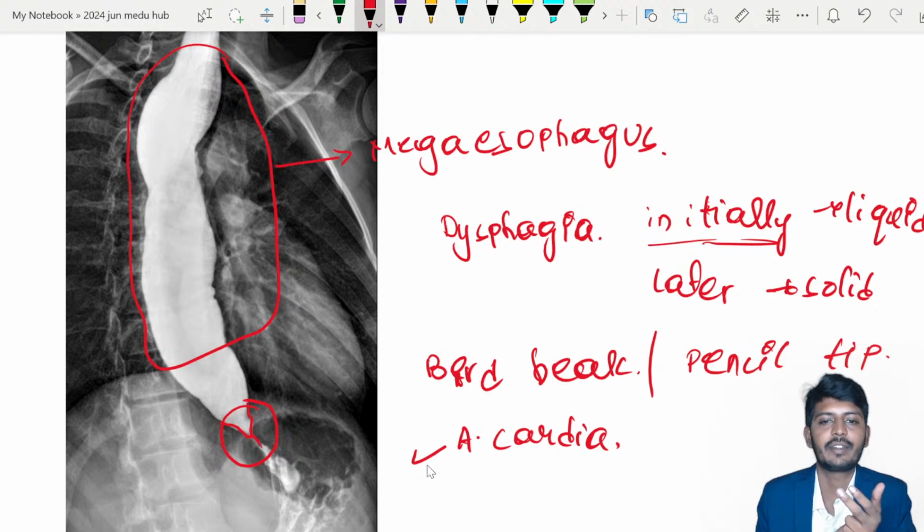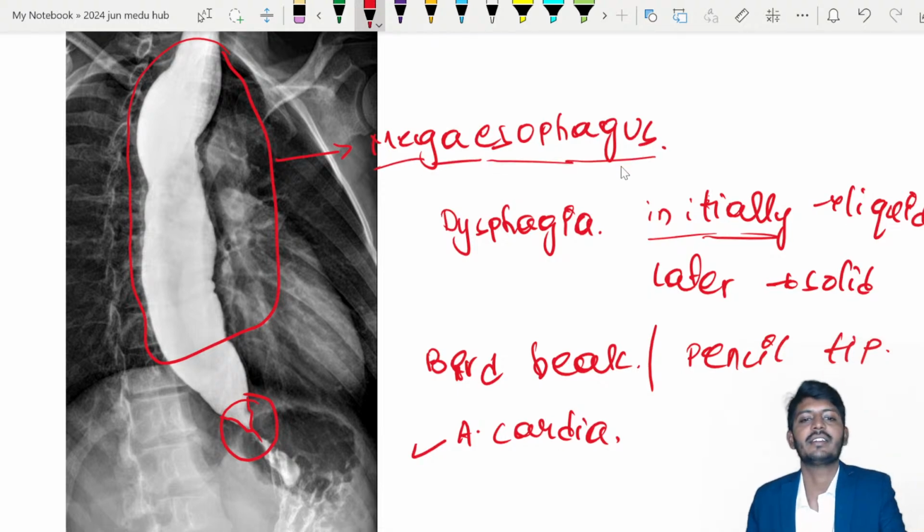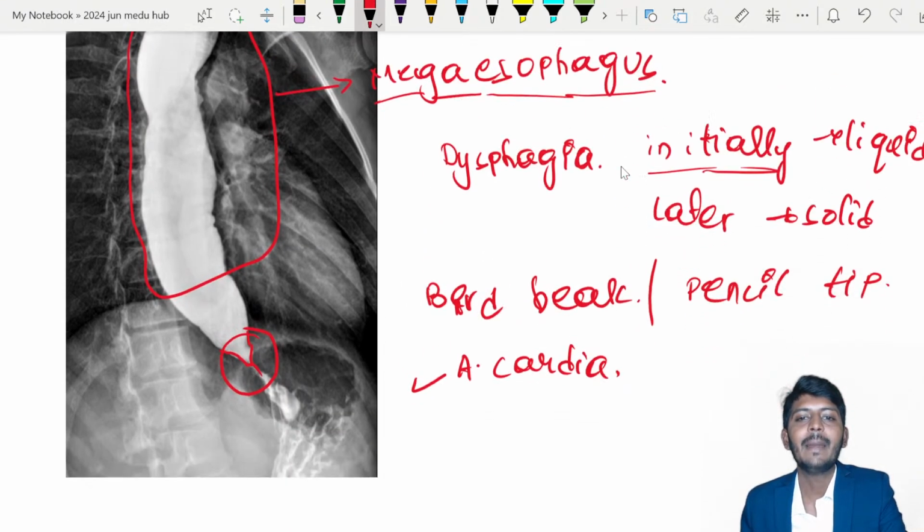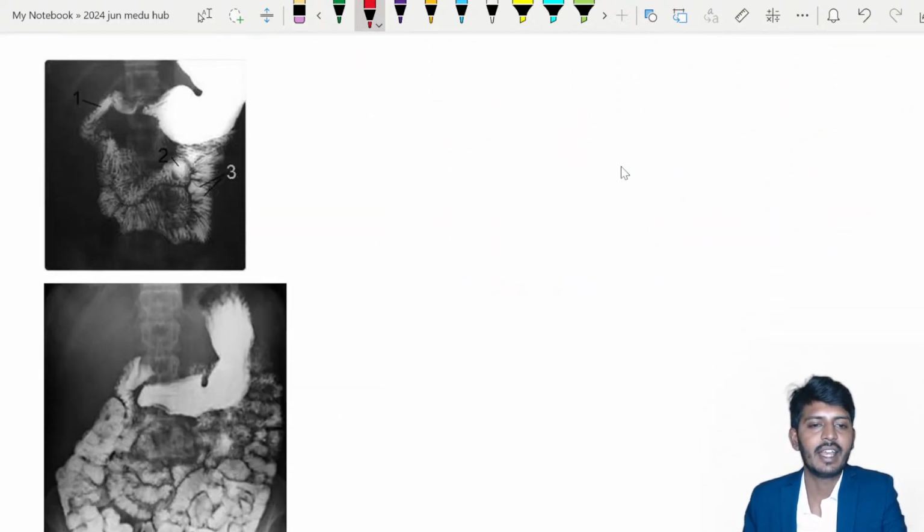Dysphagia to liquids, later for solids, and most importantly the bird beak appearance or pencil tip appearance, and mega esophagus in the upper part. Yes, a very important appearance. What do we call it? Mega esophagus in achalasia cardia.